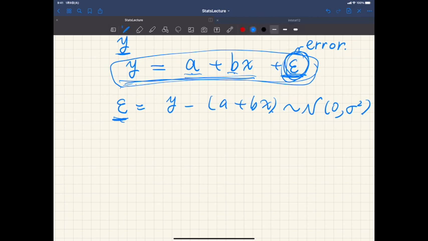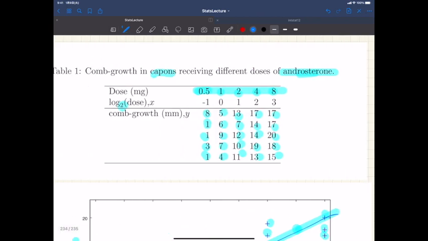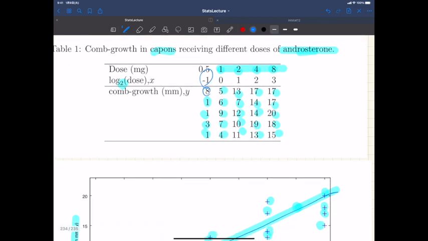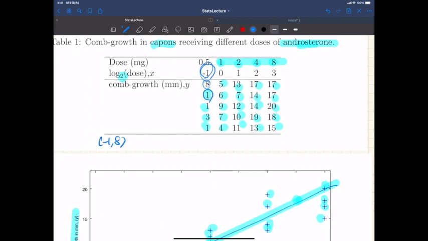In order to find the values of a and b, we first define the sum of squared errors. Before this, let's assume we have a set of pairs of data, x1, y1, x2, y2, x3, y3, and so on up to xn, yn. So these are the pairs of data. For example, in this case, negative 1 and 8 is one pair, and negative 1 and 1 is another pair.